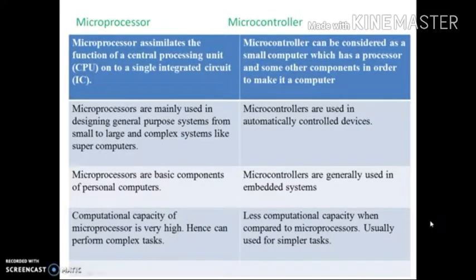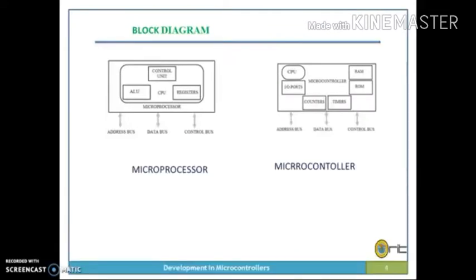Microprocessors are mainly used in designing general purpose systems, from small to large complex systems like supercomputers. Microcontrollers are used in automatically controlled devices. Microprocessors are basic components of personal computers. Microcontrollers are generally used in embedded systems. The computational capacity of a microprocessor is high, and the computational capacity of a microcontroller is less.